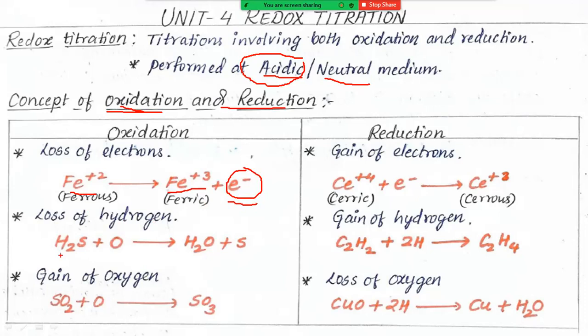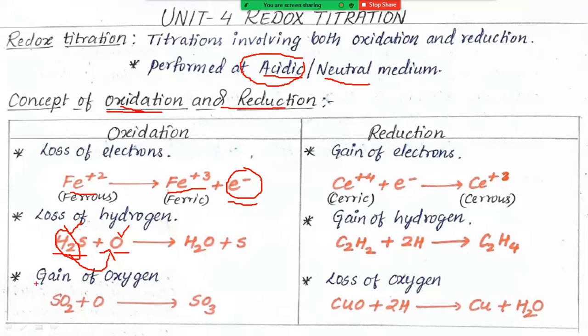There is another definition, that is loss of hydrogens. For example, hydrogen sulfide has two hydrogens, so these two hydrogens get lost, and these two hydrogens are accepted by oxygen. That's why hydrogen sulfide is oxidized. At the same time, oxygen will be reduced. Why? Because two hydrogens are lost by sulfur and two hydrogens are accepted by oxygen. So loss of hydrogen is called oxidation.